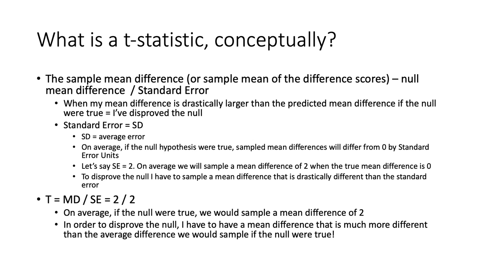So if we want to disprove the null hypothesis, we have to show that our sampled mean difference is drastically different than our standard error. So let's look at an example. Let's say our t-score is 1 and our mean difference and standard error were both 2. So what do we know about standard error? On average, if the null were true, we would sample a mean difference of 2. Like on average, we will do that, right? So us sampling a mean difference of 2 doesn't mean anything. So in order for us to disprove the null hypothesis, what we have to sample are mean differences that are drastically different from standard error, often 2 or 3 times greater than standard error. So that's all it is.